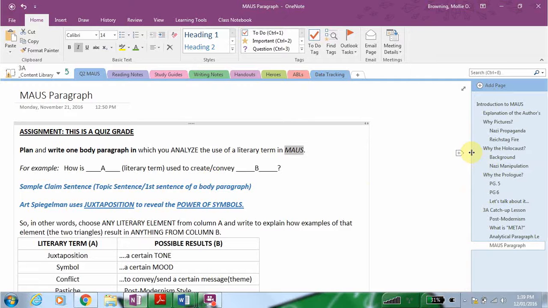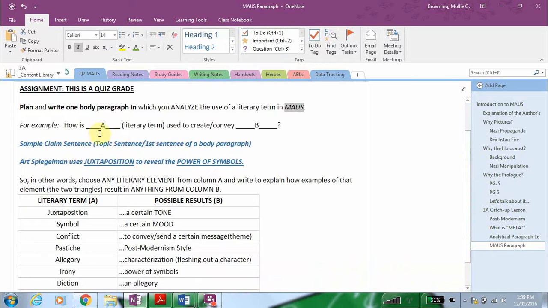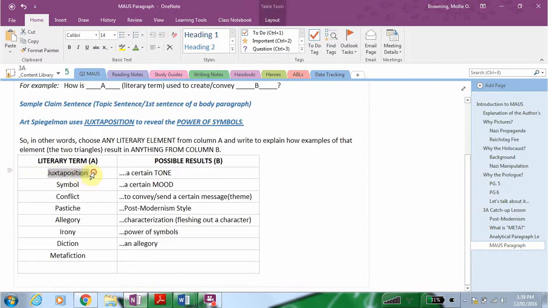So I've written for you, for example, how is blank used to convey blank? And here are a lot of options, because with literary analysis, you can't just write about juxtaposition. You can't just point that out anymore. You have to say, there was juxtaposition, so what? What did it do? Did that juxtaposition create a certain message? Did that juxtaposition create a certain mood for the reader? Did that juxtaposition show how powerful symbols can be? So your analysis has to go somewhere. It can't just be, here's some juxtaposition.